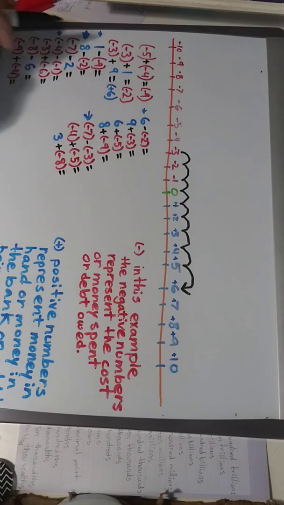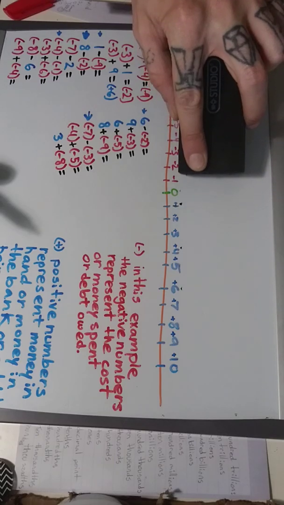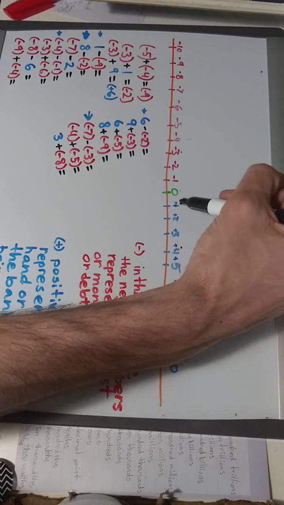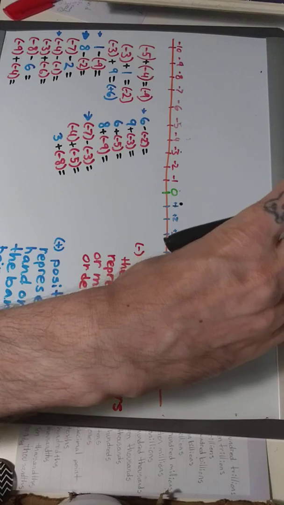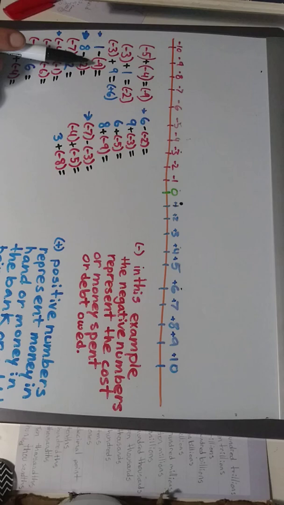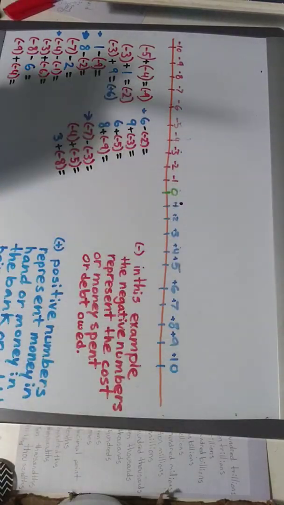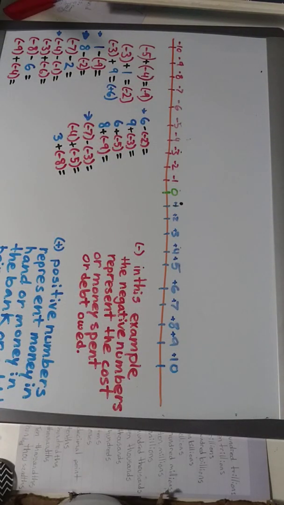Okay, so our next one will start off at positive 1, right here, and we will take away a debt. So we'll start at positive 1, and we'll take away a debt of negative 9. That's another way of thinking of getting paid back money owed.